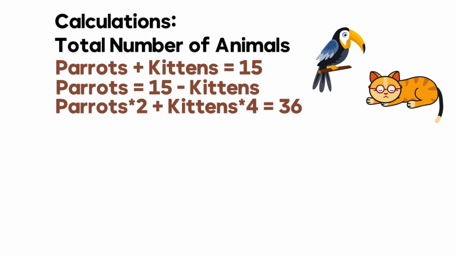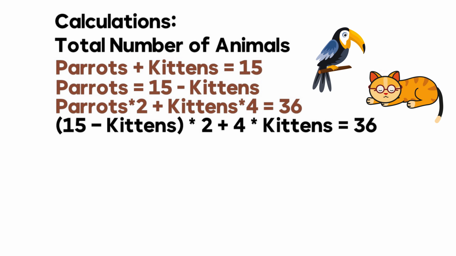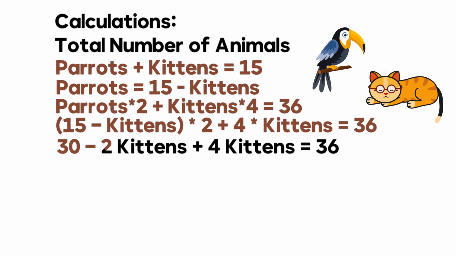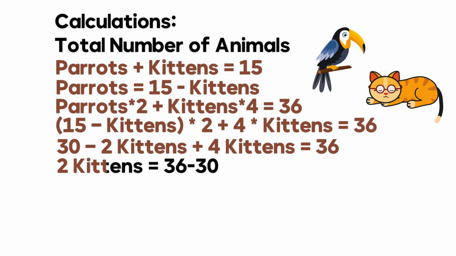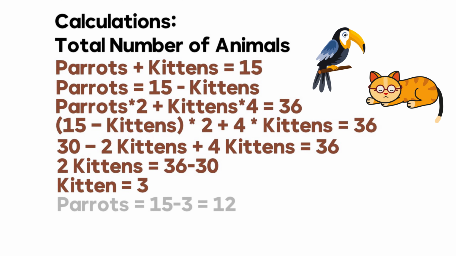Now let's replace parrots in this expression with 15 minus kittens. So (15 minus kittens) multiplied by 2 plus 4 multiplied by the number of kittens equals 36. Which means 30 minus 2 kittens plus 4 kittens equals 36. After simplification, 2 kittens equals 36 minus 30. Which means that there are 3 kittens in the store. Number of parrots then will be calculated by subtracting 3 from 15, and number of parrots equals 12.